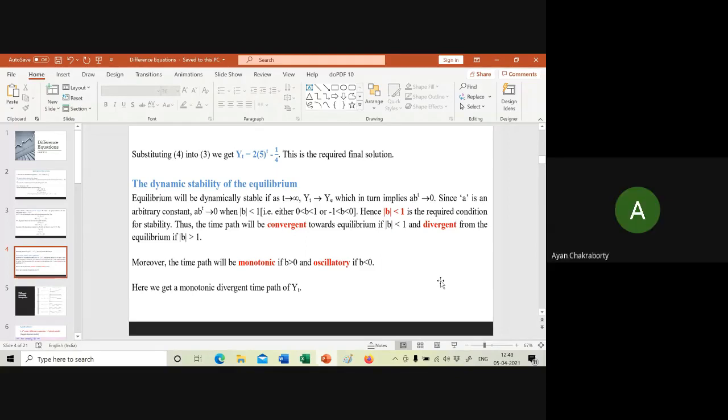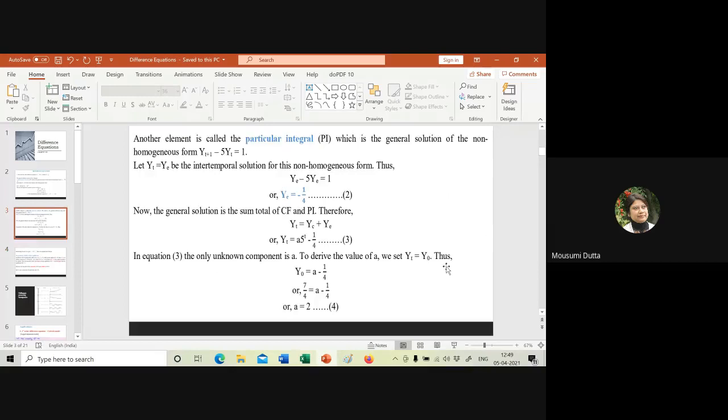Ma'am, for uniform, is it -1? For uniform, the absolute value will be equal to 1. Yes, minus 1. No, ma'am, uniform oscillatory also. For uniform oscillations, yes, ma'am. For oscillatory, we need the negative value, and yes, that will be -1. We will come to all of this. Check all these things.